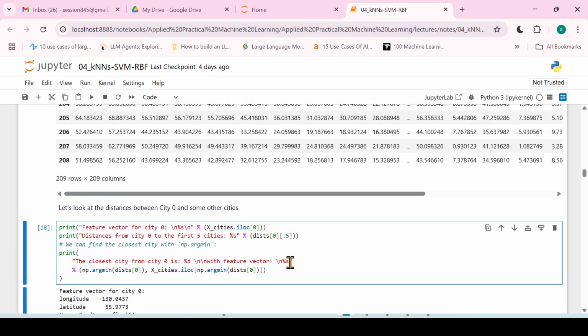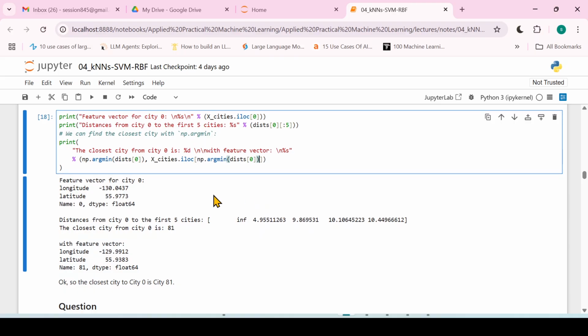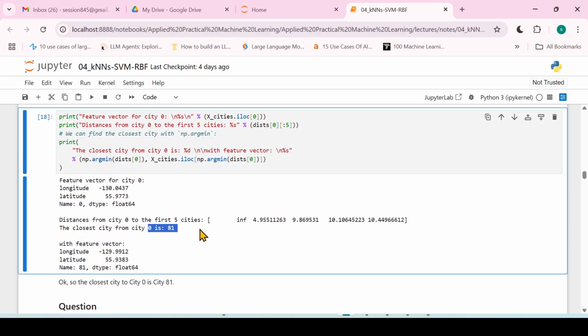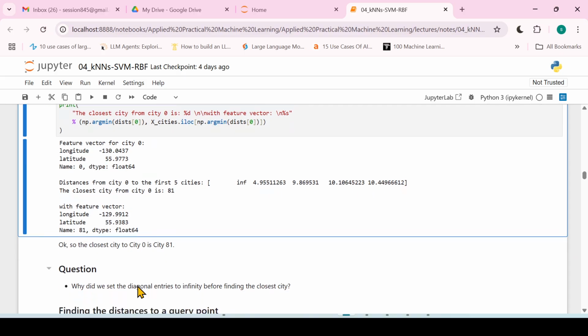Now we can do similar things. Here we can take the first 5 examples, and after that we can do the argmin. The argmin will give you the minimum distance value. Here the argmin tells me that the closest city to city 0 is city 81, and we can check the feature vector of 81 and the feature vector of city 0. Looking at the feature vectors, we can see that their values are very close, so their longitude and latitude look very similar. In this way we find that the closest city to city 0 is city 81.